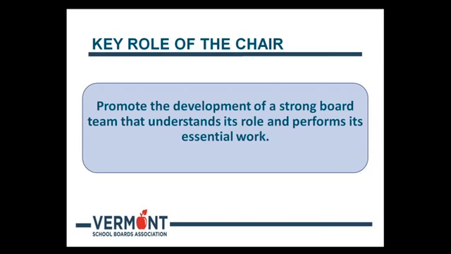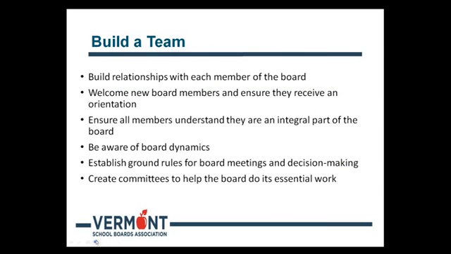All right, let's go to the first key role of an effective board chair, which is to promote the development of a strong board team that understands its role and performs its essential work. So the first element of that is really to build a team. Boards are made up of just people who come from very different places and perhaps philosophies, and all board members have their own reasons for joining the board and why they chose to run or accept an appointment to the board. And the chair's task is really going to be to help maximize each person's strengths and skills and help them to work on any difficulties that they have as a school board member and really bring them together as a team. So that's going to involve these elements.